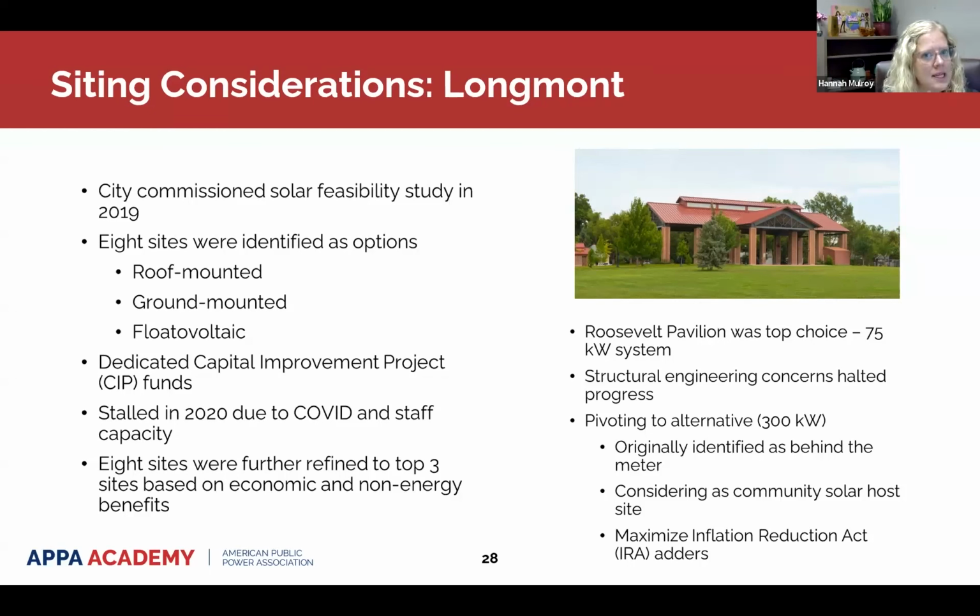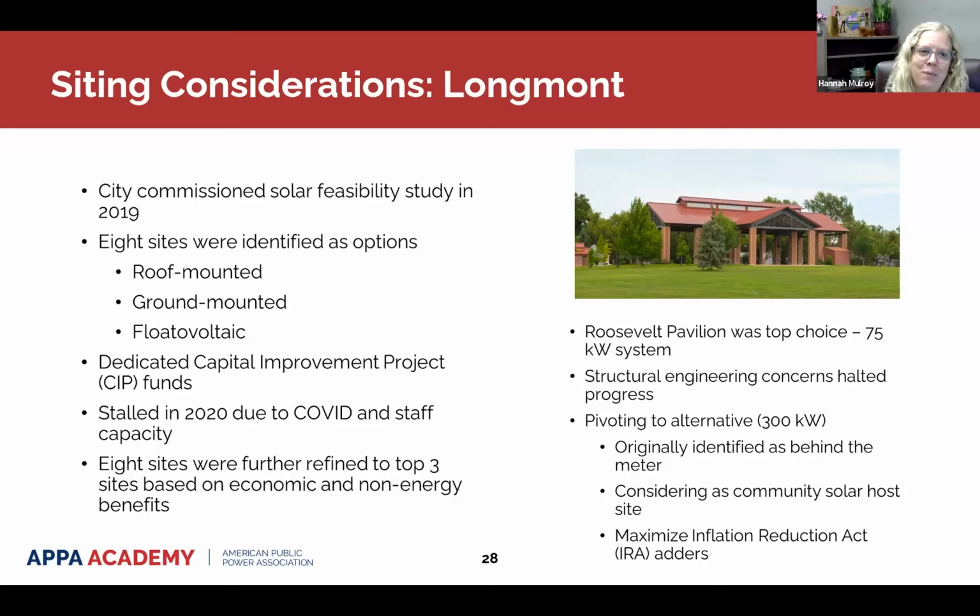Originally, Roosevelt Pavilion, this nice building you're seeing here on the top right, a very prominent building in the middle of a very nice park here downtown, was the top choice. Just a small 75 kW system. We had anticipated if that was where we went, we would get about 20 subscriptions from that energy based on our customers' average usage. Structural engineering concerns, maybe 6 to 8 months ago, halted the progress on that site.